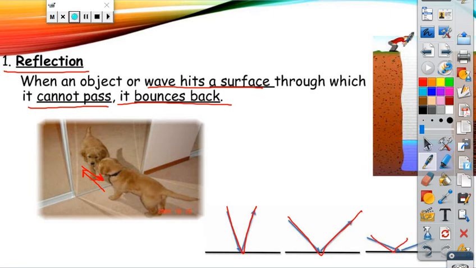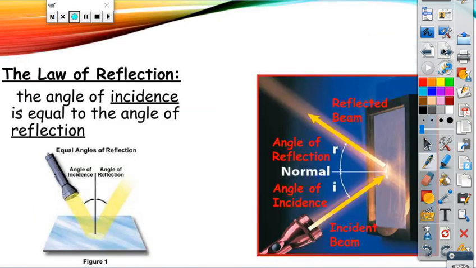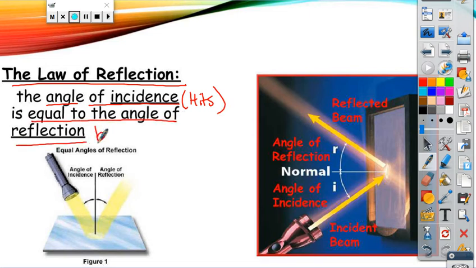And when you call down a hole, what is going to happen? The sound waves are going to go down, they're going to hit, and they're going to bounce right back. Now there is a caveat to this reflection thing. There is the law of reflection. The law of reflection says that the angle of incidence, the angle of incidence is what it hits at, is equal to the angle of reflection, what it bounces back.